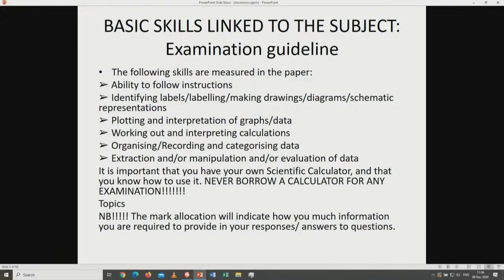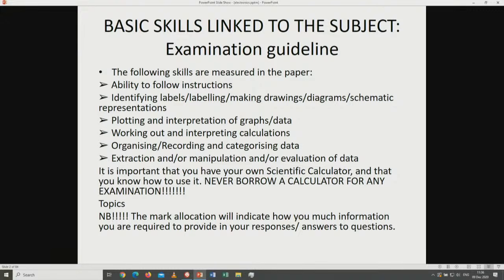Basic skills linked to the subject examination guide. The following skills are measured in the paper: ability to follow instructions, identify labels, markings, drawings, diagrams, schematics. When you write electronics, you know you're going to identify, draw and label the sketches and the waveforms. You must be able to do all those things.